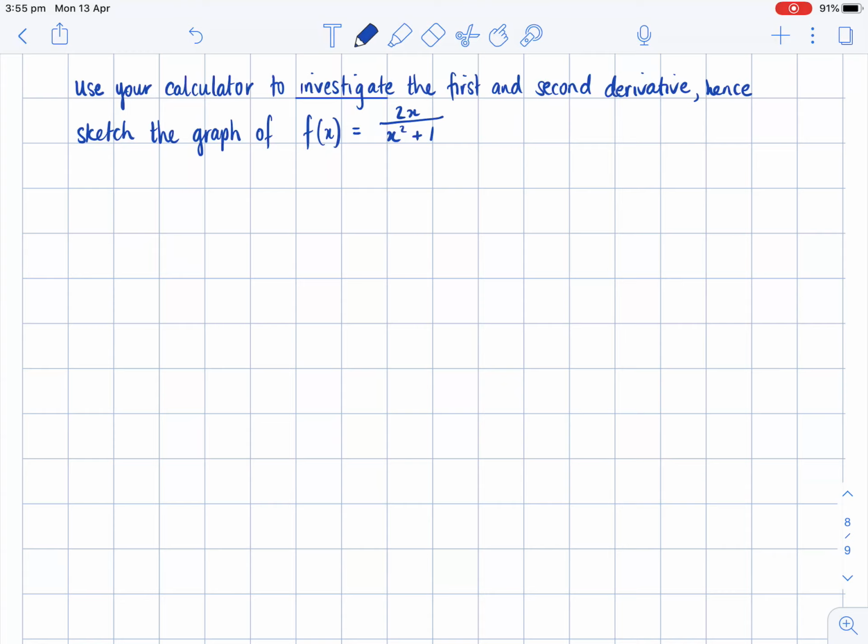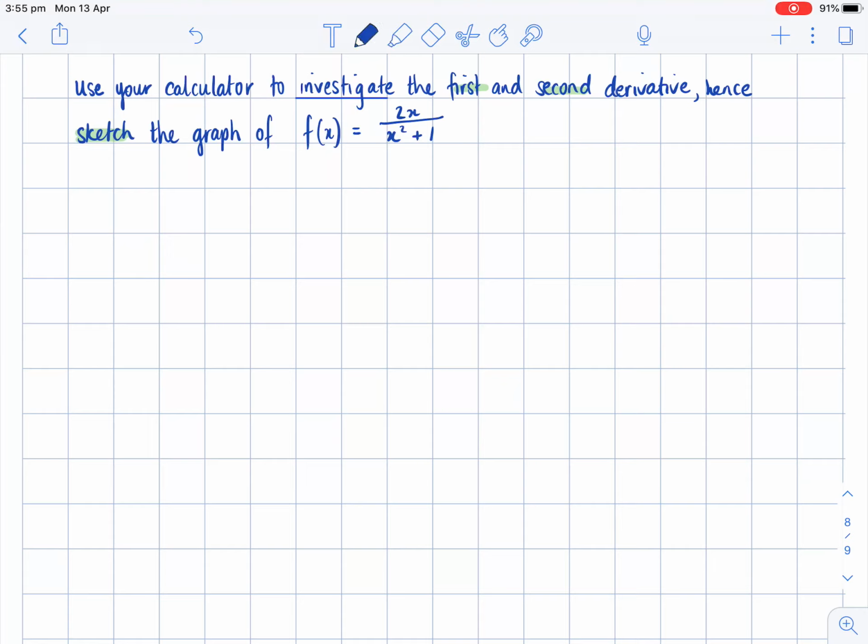So this is really just about starting with the problem and then seeing where I end up and using a whole heap of information to sort of guide my decisions. There's a few hints in the question. It does tell me to use the first and the second derivative and hence sketch the graph. So we know that we're trying to sketch the graph through this investigation as well.